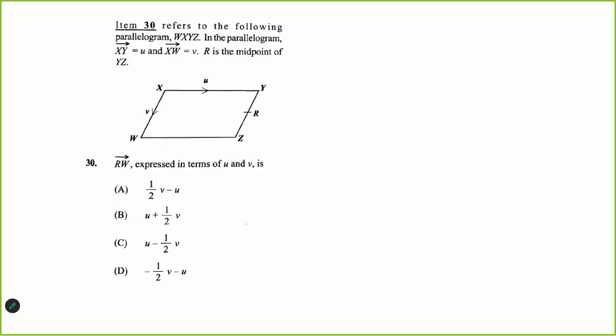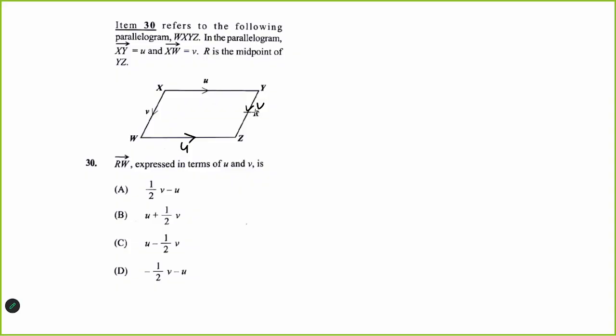This one here, again, parallel lines, parallel sides have equal vectors. So let's read it. Item 30 refers to the following parallelogram, WXYZ. In the parallelogram, XY is U, XW is V, R is the midpoint of YZ. Because it's a parallelogram, parallel sides are the same vector. So, if XY is U, then WZ will also be U. If XW is V, then YZ will also be V, right?